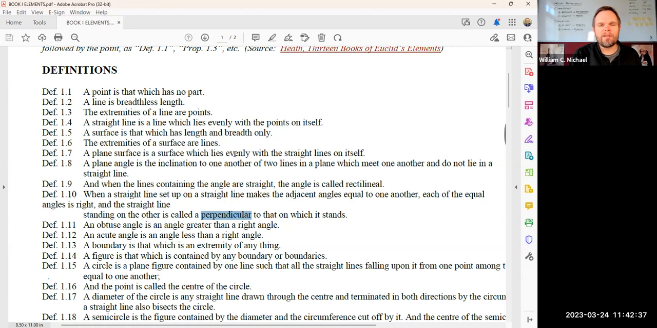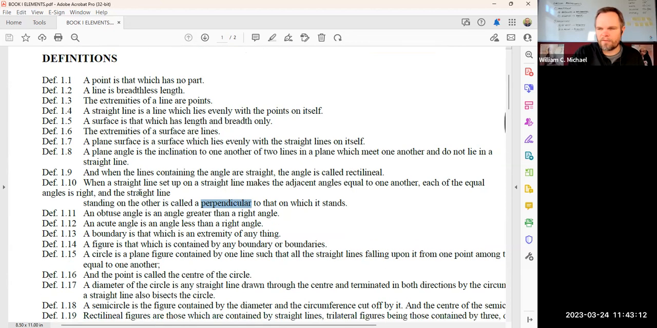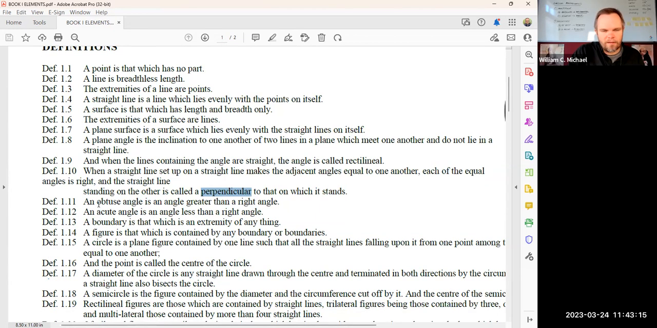So the definition of a right angle in classical geometry is simply an angle that's produced when a straight line is set up on another straight line and it makes two angles that are equal to each other. Those angles are right angles. That's how we define a right angle in classical geometry. And we say that those two lines are perpendicular to each other, okay? So no talk about 90 degrees or anything like that. Definition 10 tells us the definition of a right angle. Next, definition 11.